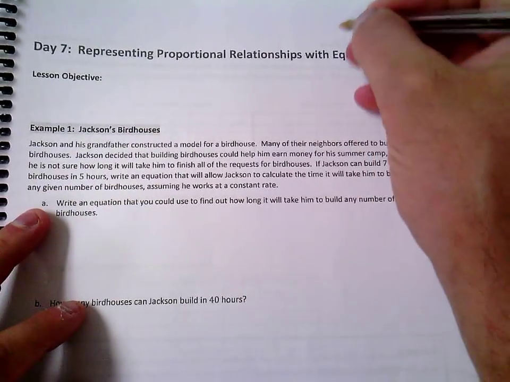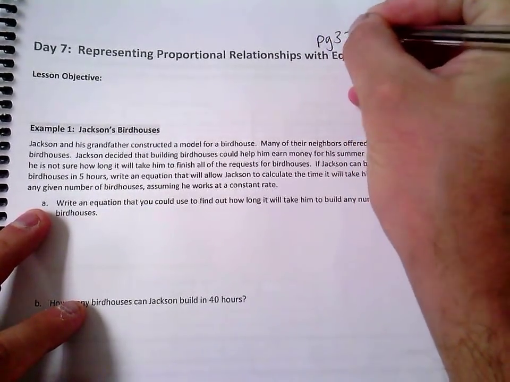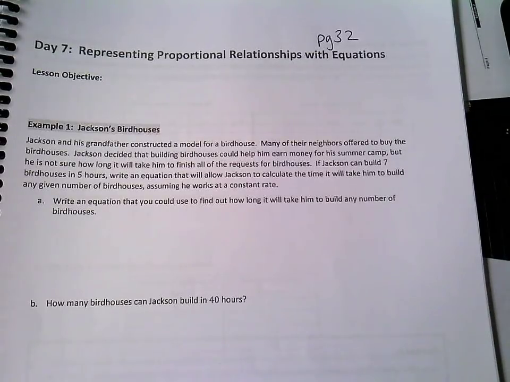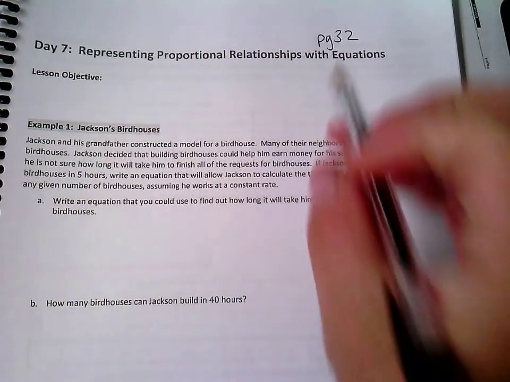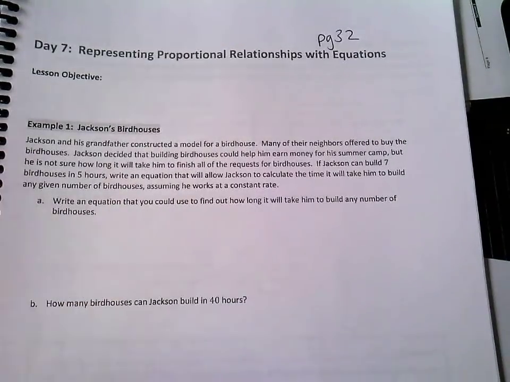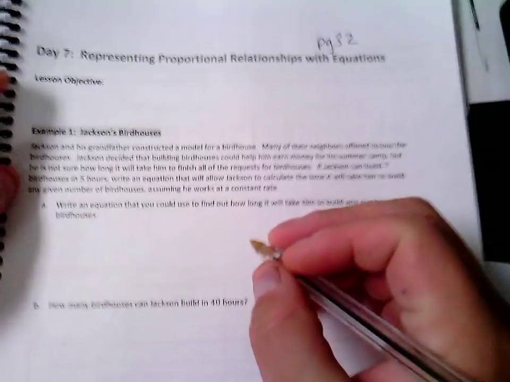This is the Day 7 lesson, which is on page 32 of our student books. And it says representing proportional relationships with equations. So this is a second day of writing equations for proportional relationships. Although in this lesson, we're going to focus more on how we use the equation. Back in Day 6, we just talked about how do we write it. Now we're going to talk more about how we use it.